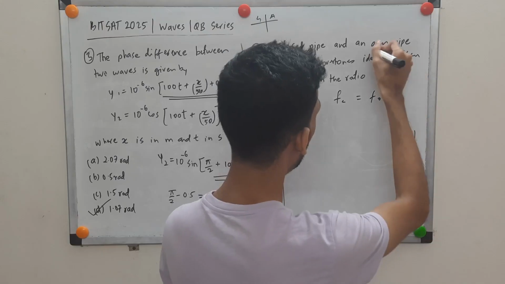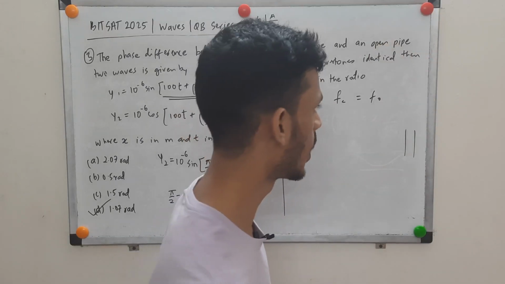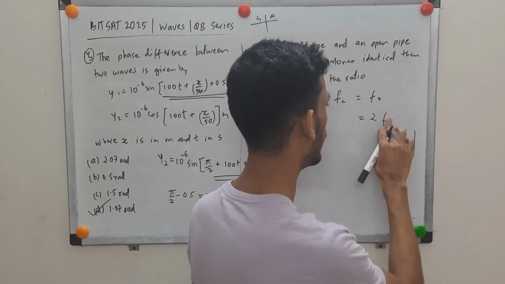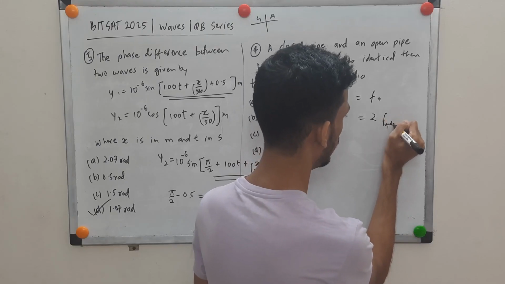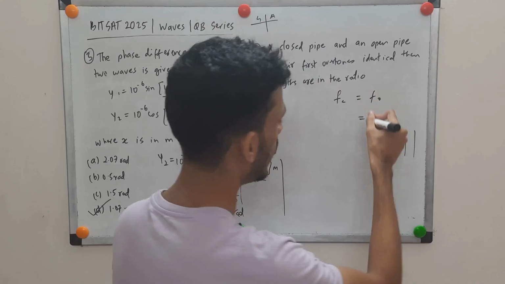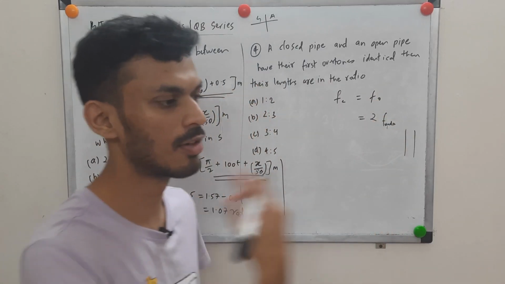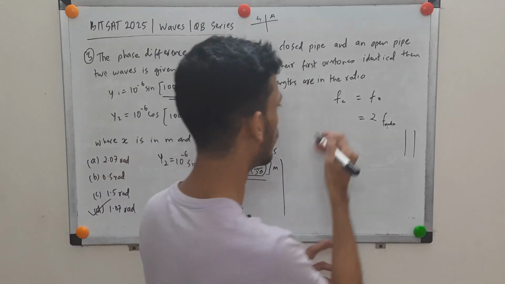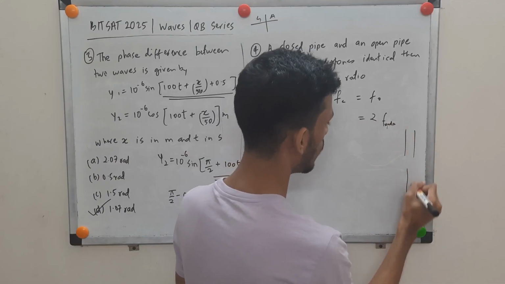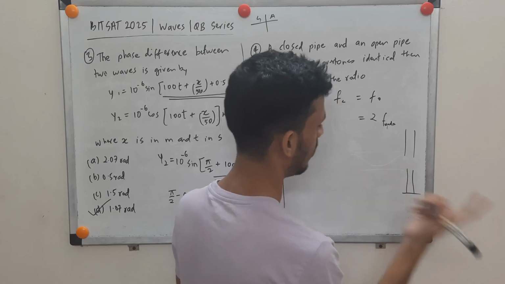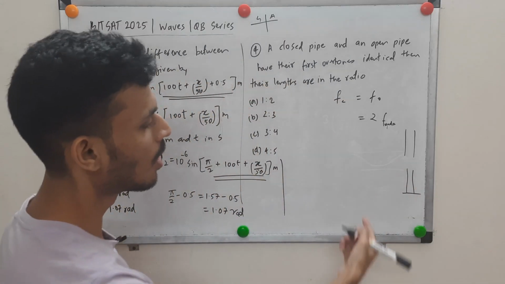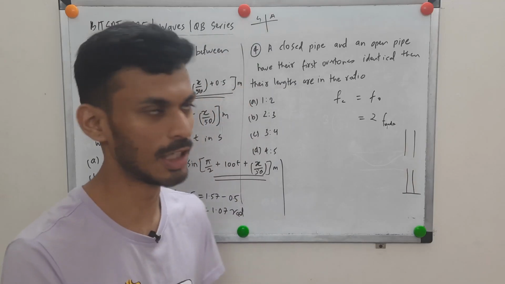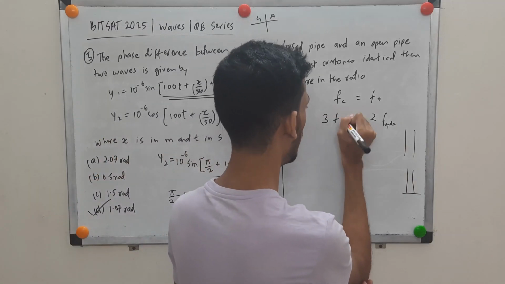Right, now for an open pipe, all the harmonics are present. So the first overtone will be 2 times its fundamental frequency. I'll write fundamental. So basically, the first overtone is the next one, right? So it's 2 times the fundamental frequency. Then we have the closed pipe, which is closed at one end, not at both ends. Then we cannot have resonance at all harmonics. So a closed pipe, closed at one end, will have only the odd harmonics present. So it will be 3 times the fundamental frequency.